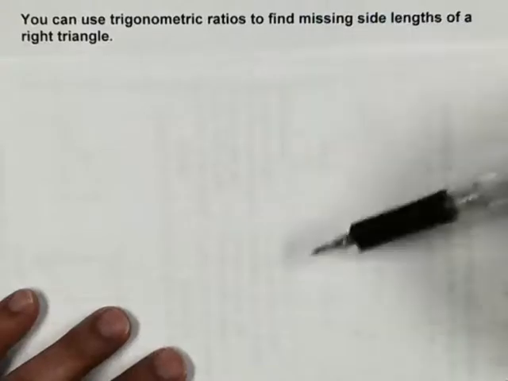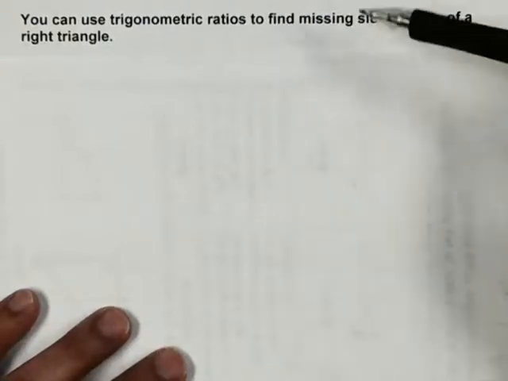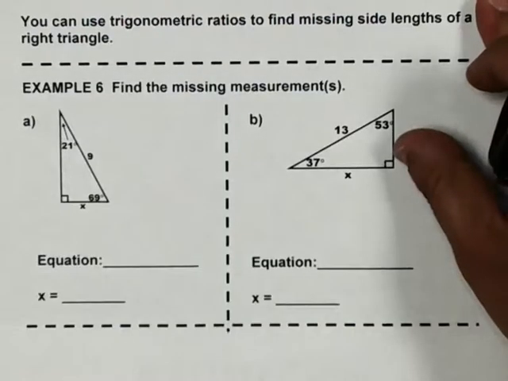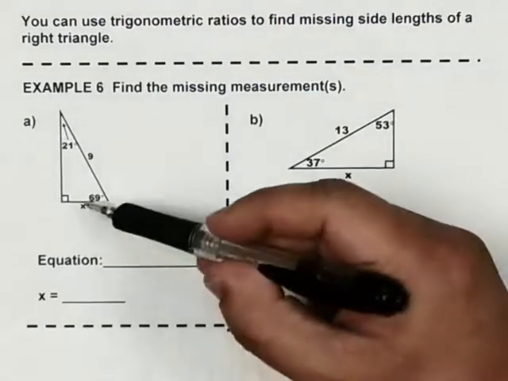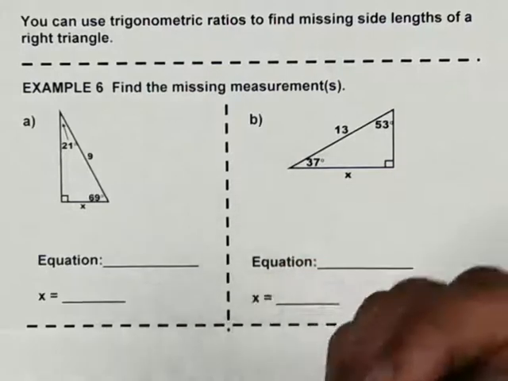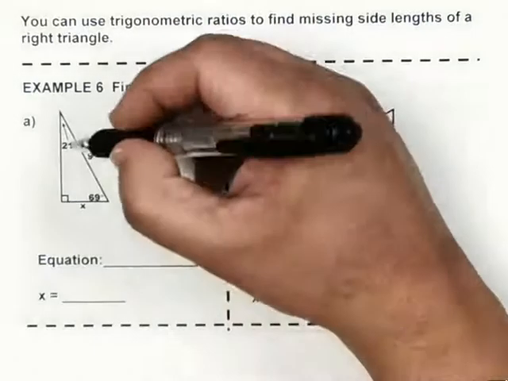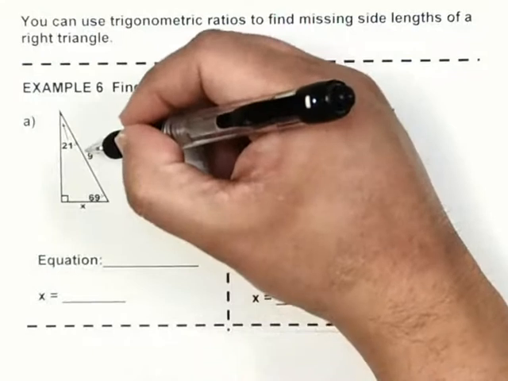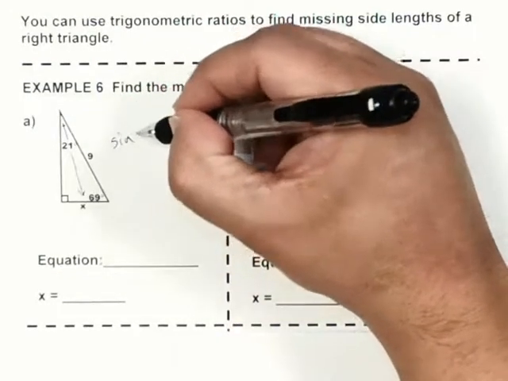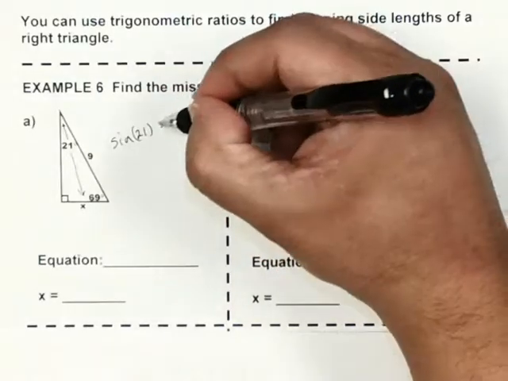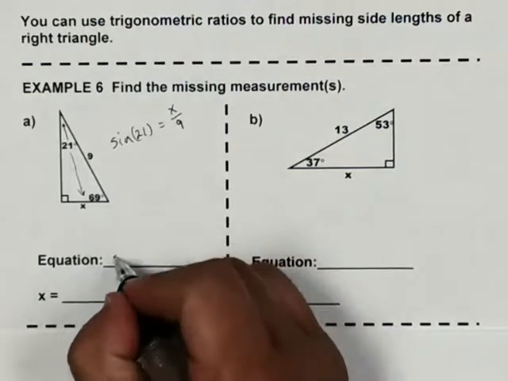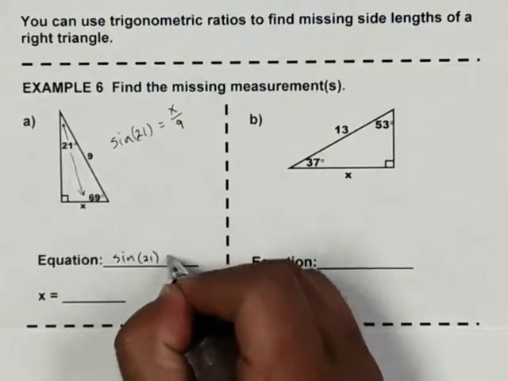All right, this last set of examples is going to actually let us use the trig ratios to find the missing side lengths of a triangle. So if I have these examples here, where I want to find this side that's missing, x, and I want to use my trig functions to actually come up with an answer for x. Since they gave me the hypotenuse, I'm going to use the sine function. So the sine of 21 degrees is equal to opposite over hypotenuse. Okay, so this angle, this would be my equation. The sine of 21 degrees is equal to x over 9.